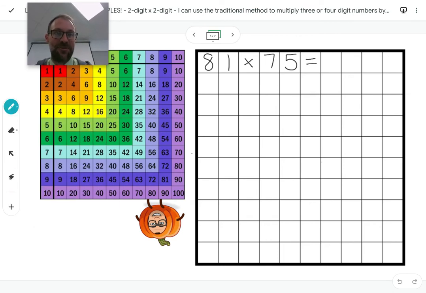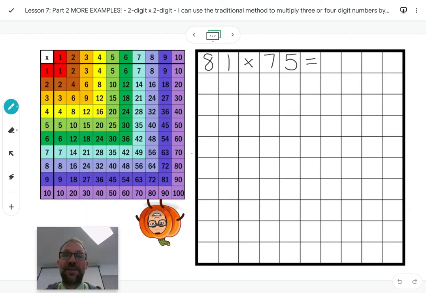Yes, we estimate. That's right. So let's go ahead and do that. Write the number sentence that you think best represents how we would estimate this sentence, and I'll see you on the other side. Go ahead. Welcome back. Did you round 81 to 80 and 75 to 80?